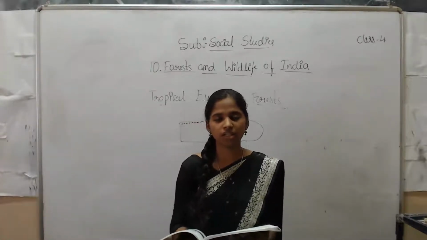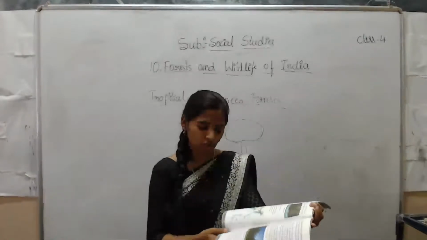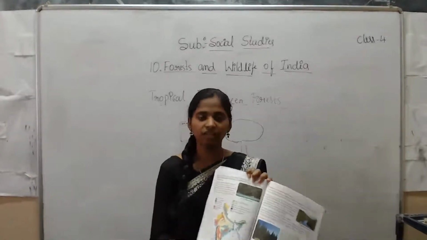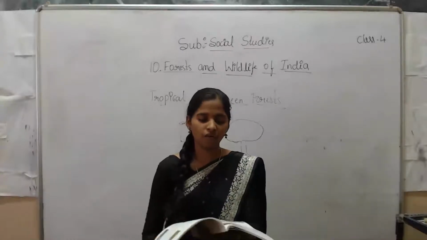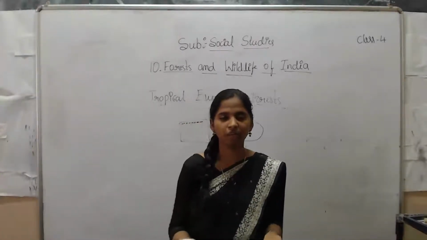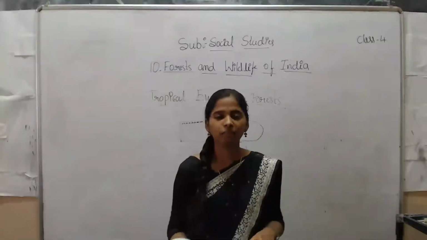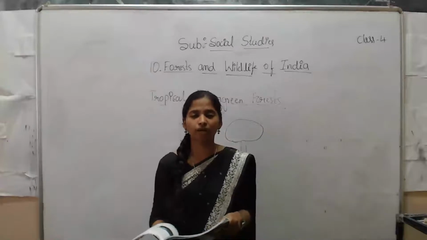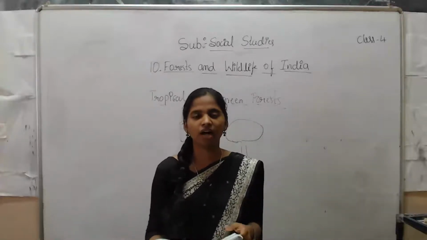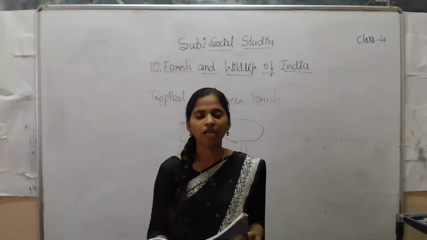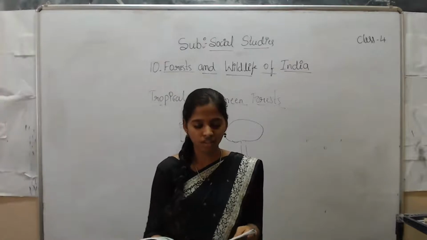So there is a picture of an evergreen forest given near page number 70. You can see the picture of the evergreen forest. They mention here that these can be grown only near moist and wet areas. Where can you find such large moist and wet areas? Near the sea or near an island. So near the Andaman and Nicobar Islands, you can see this kind of evergreen forest.